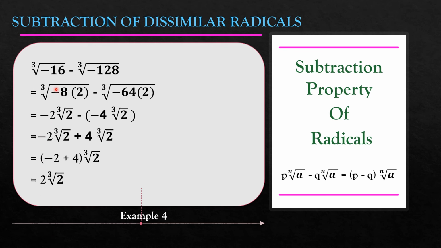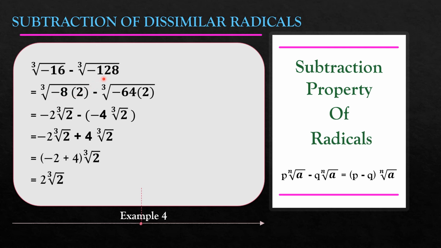Another example, cube root of negative 16 minus cube root of negative 128. So, dissimilar yan. So, ang gagawin natin, simplify negative 16 and negative 128 na kung saan yung factors nila ay merong isang perfect cube. So, kay negative 16, ang factors niya, negative 8 and 2, kasi si negative 8 is a perfect cube. Pwede po natin kuhanan ng cube root po si negative 8.